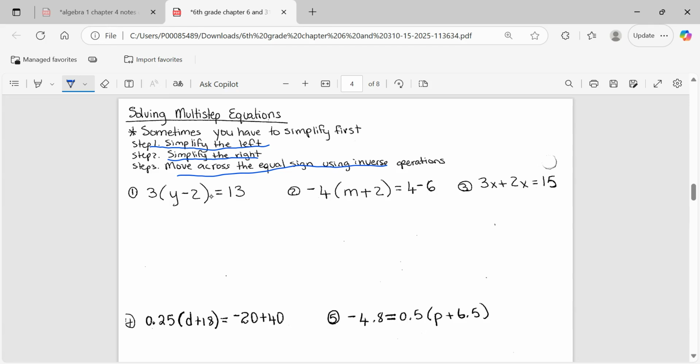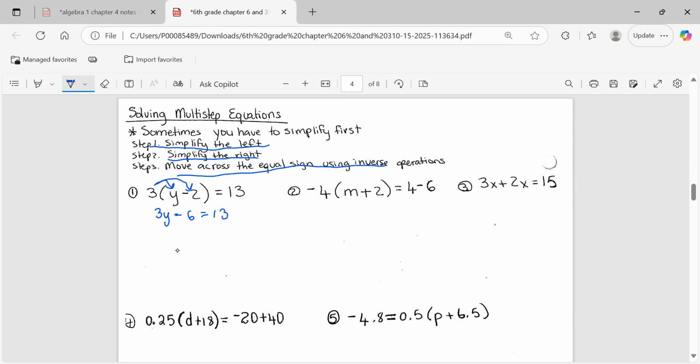I can't just do a two-step because there's an actual parentheses. So what I can do is get rid of the parentheses with distribution. That means 3 times y is going to give me 3y. And then 3 times the negative 2, I'm distributing, is going to give me negative 6. And then that's going to equal the right side. Well, I have nothing to simplify there, so it's just going to equal 13.